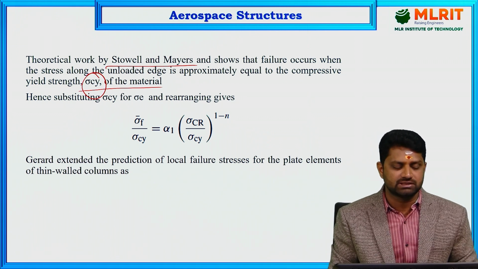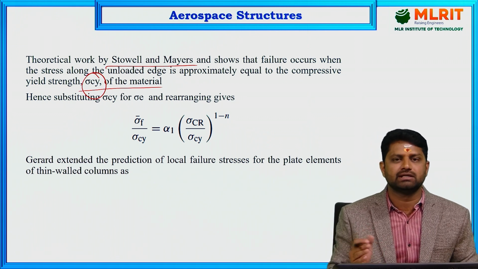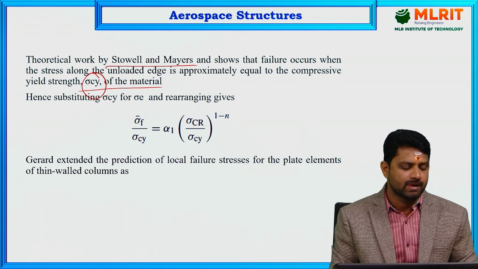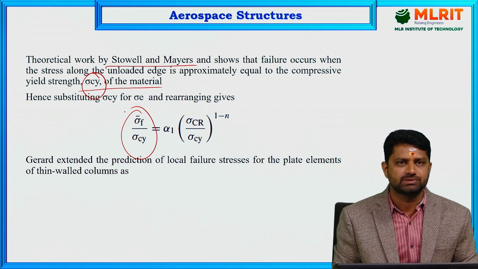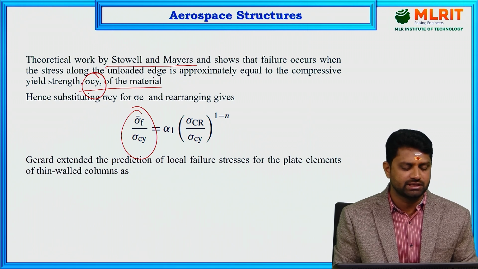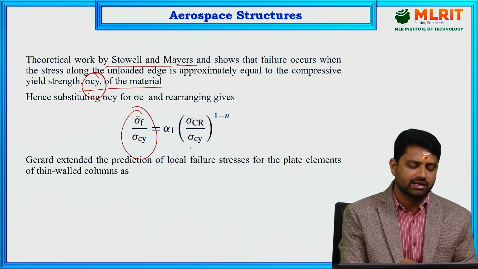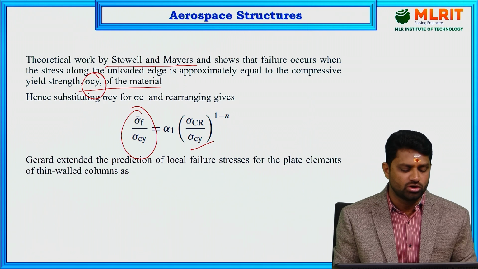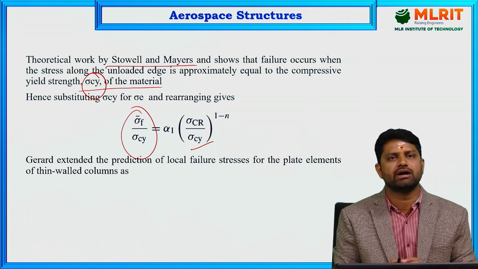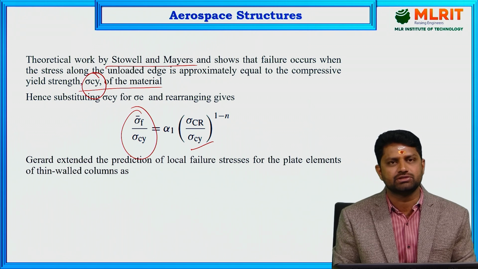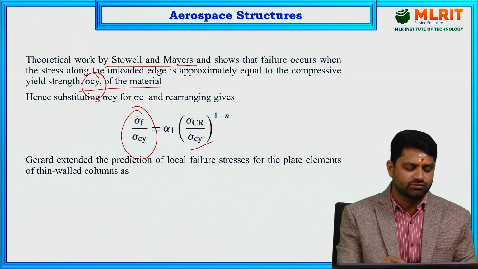So what they have done is give a relationship between the compressive yield strength, sigma Cy, and the critical stress, sigma critical, and they have given the formula as sigma F dash divided by sigma Cy equals alpha 1 into sigma critical divided by sigma Cy, whole to the power of 1 minus n. So this is the relationship they have given for the prediction of the failure stresses in the plates. Now after this, what happened here?